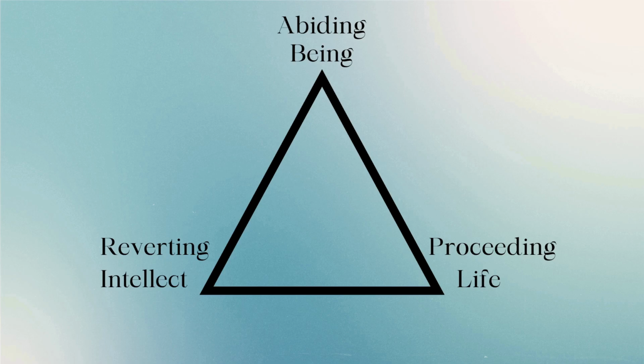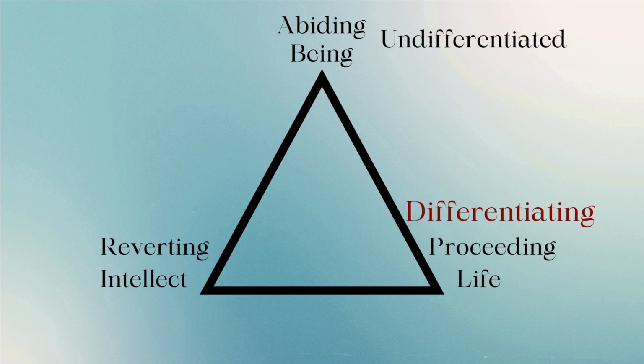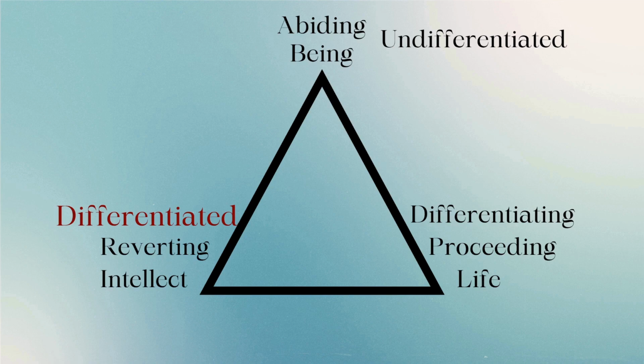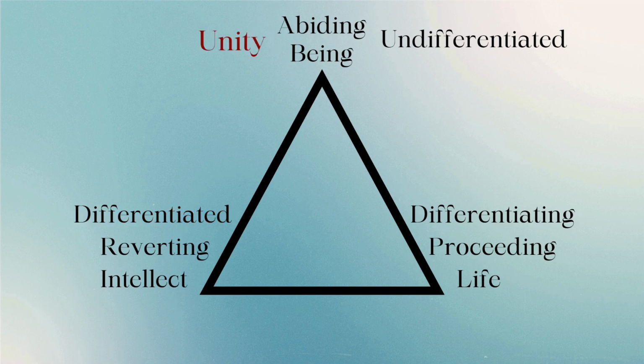The three corners of this triangle do not represent things that are actually separate from each other. As the abiding term, it is undifferentiated in its three aspects. As proceeding, it is in the process of differentiating. And it reverts as that which is differentiated. The undifferentiated, then, at the top of the triangle here, we can call a unity of its three aspects. And that, again, is the distinction between unity and one.